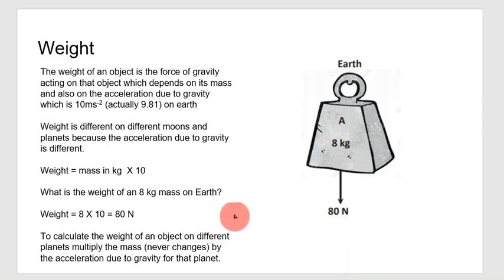So to calculate the weight of an object on different planets, multiply the mass, which never changes, by the acceleration due to gravity for the planet. Different planets will have different forces of gravity, so you multiply the mass by whatever the force of gravity is for the planet or moon that you're measuring the weight on. To get the weight of any object on the Earth, you take its mass and multiply it by 10, and that will give its weight in newtons, like the example we looked at.